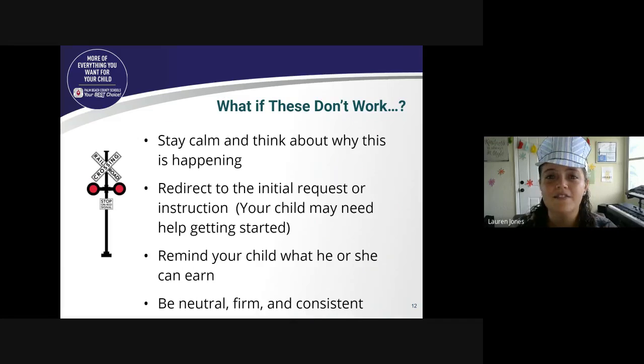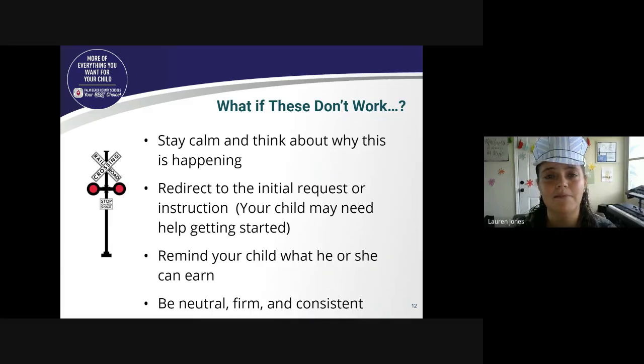So we've given you lots of good strategies, but we know that they might not always work. So what should I do if these things don't work? The first and most important thing is to stay calm and think about why this might be happening. Is your child able to do what you're asking them to do? Maybe there's a skill that they're missing and they might need some instruction, or maybe they might need some additional motivation. Make sure you redirect to your initial request or instruction.